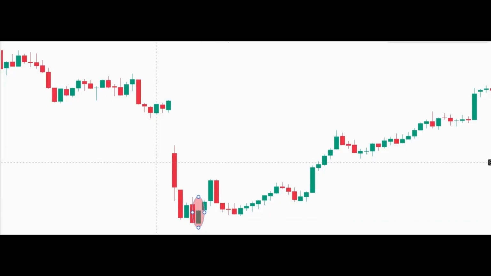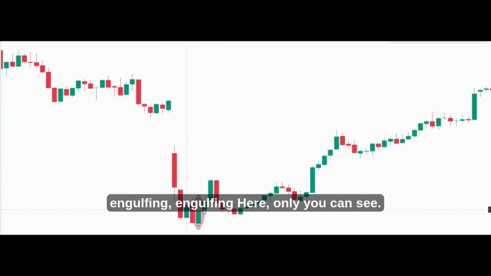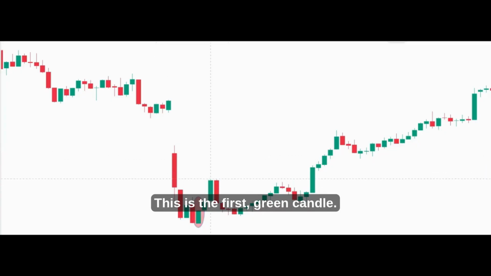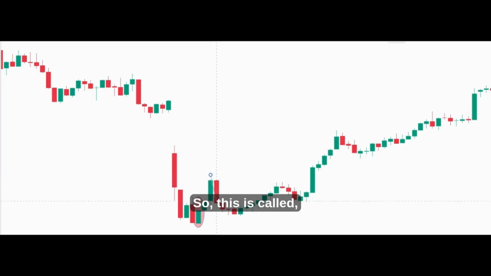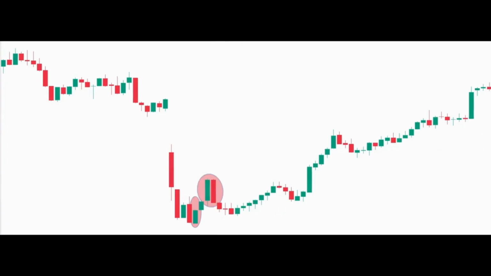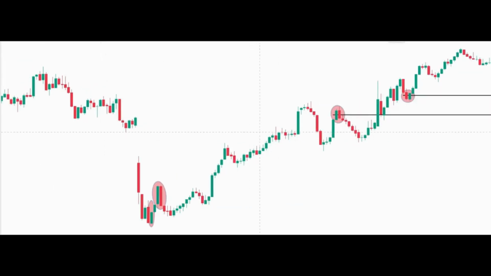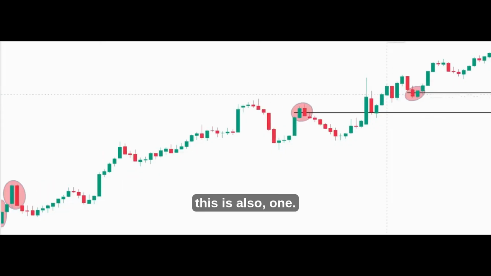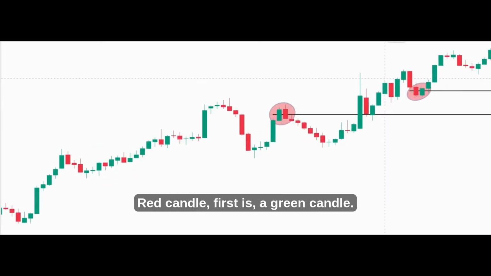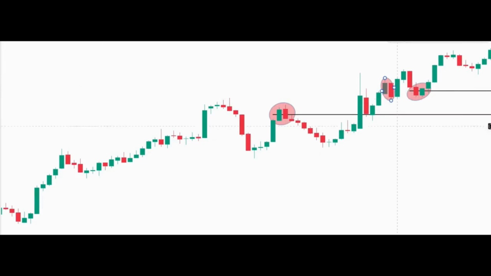Next comes the engulfing part. Here you can see, this is the first green candle and a red candle totally engulfing. It means bears are dominating. So this is called bearish engulf. The same way, this is also one red candle. First is a green candle and the red candle engulfing.